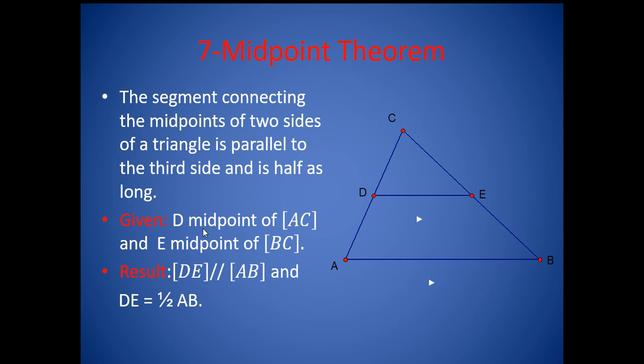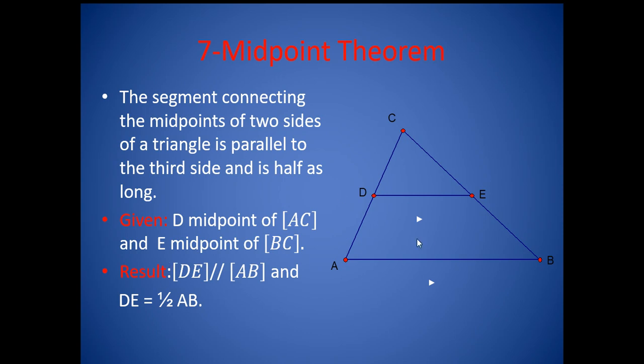D is, so what is the given? It's very important to know what is the given. The given is D midpoint of CA, E midpoint of BC, okay? So what does it give me as a result? So be careful. I have two givens, and the two givens are the two midpoints. So I have D midpoint of AC and E midpoint of BC. Two midpoints will give me what as a result?